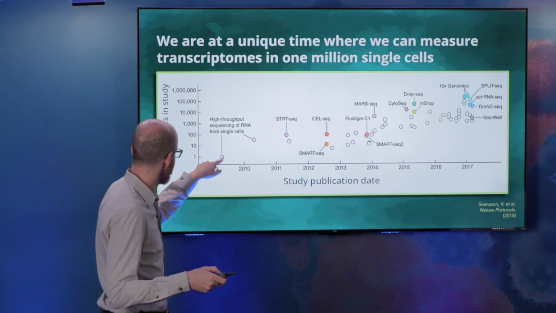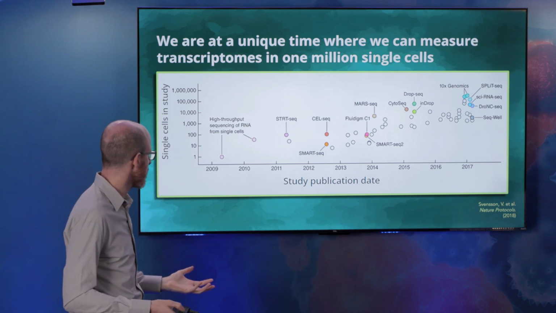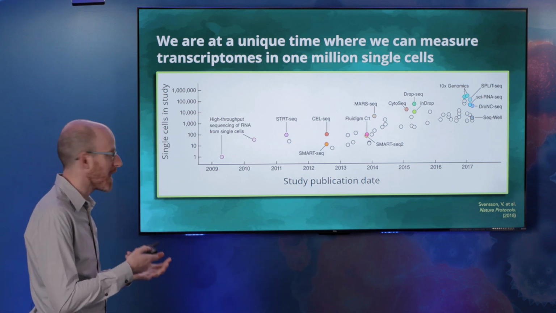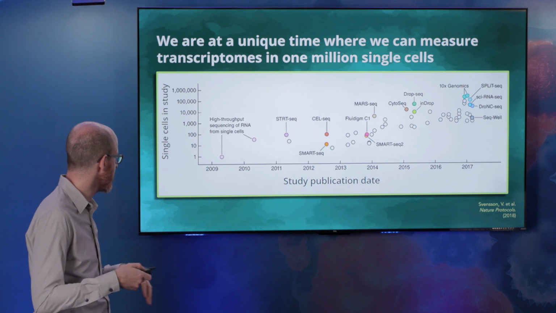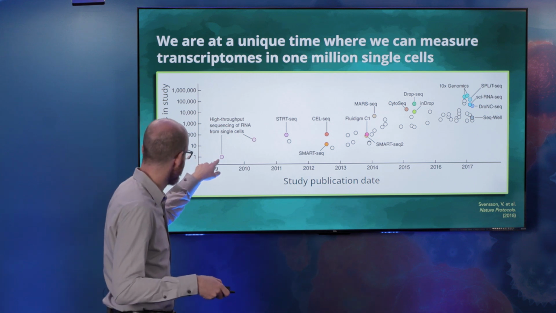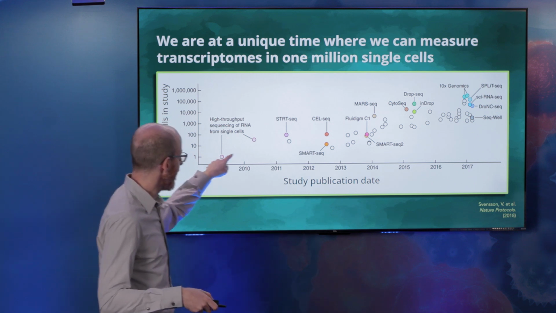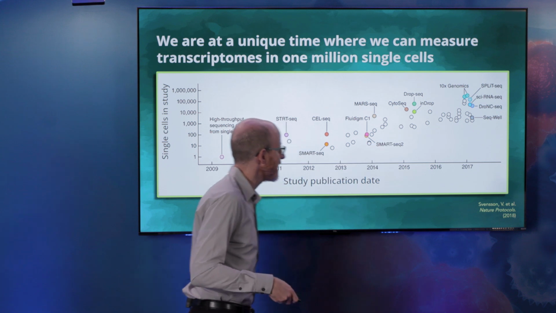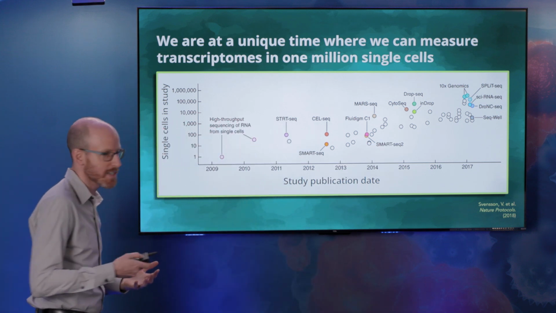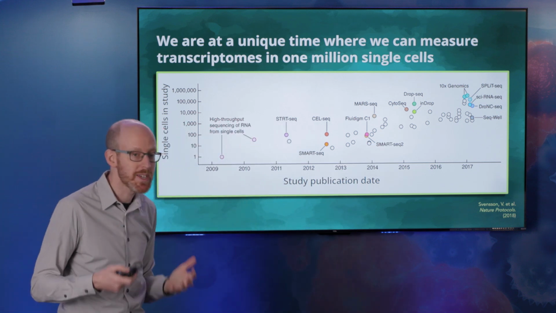So in 2009, the first single-cell RNA sequencing experiment was performed. This was on a mouse blastomere, which is a 4-cell stage embryo. And that was the first experiment done on single cells. And then, 5 years ago, in 2017, we reached the level where in a single experiment, we could profile 1 million single cells.